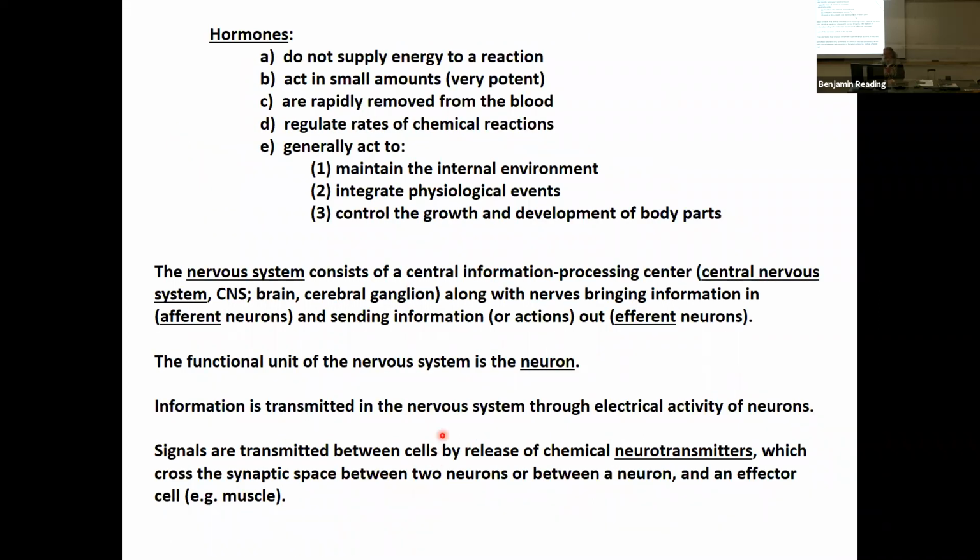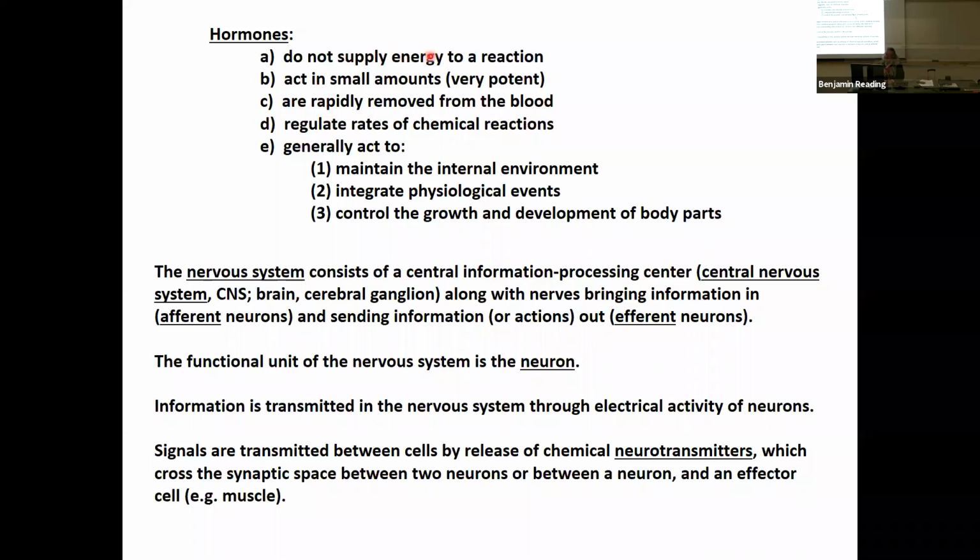Key things to remember: hormones do not supply energy to chemical reactions. They do not do this. They are very potent. Only a very small amount of hormone is needed. A human male, all the testosterone in a human male's body can fit on the very tip of a pin. It's a very potent hormone. And so not a lot of it is needed. They are very rapidly removed from the blood. So once these things are produced by these ductless glands and dumped into the blood to exert an effect, they are rapidly removed so that the signal does not persist beyond its need.